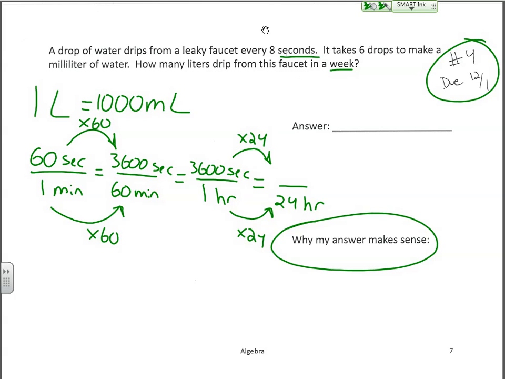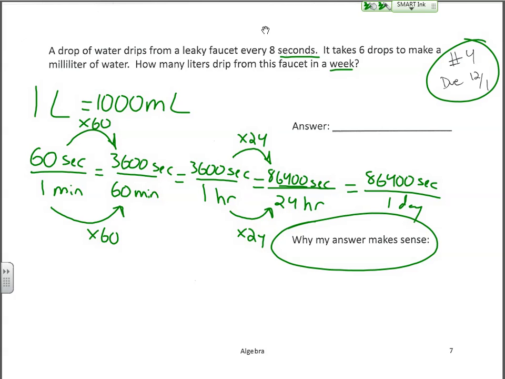Multiply by 24. Again, equivalent fractions, scale factor. And what is 3,600 times 24, Lauren? 86,400. Right? So there are 86,400 seconds in 24 hours, which is significant because that means there are 86,400 seconds in 1 day. And you're only 1 step away from getting to a week, and you can finish that up.